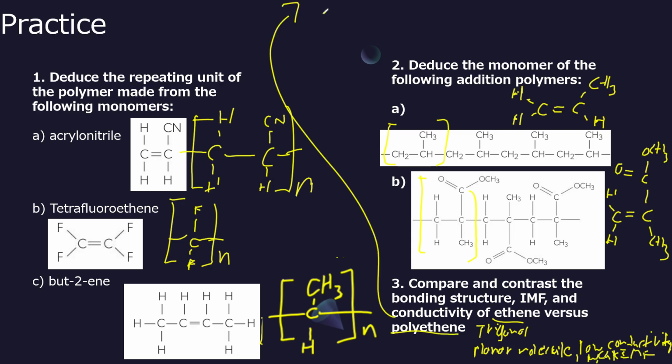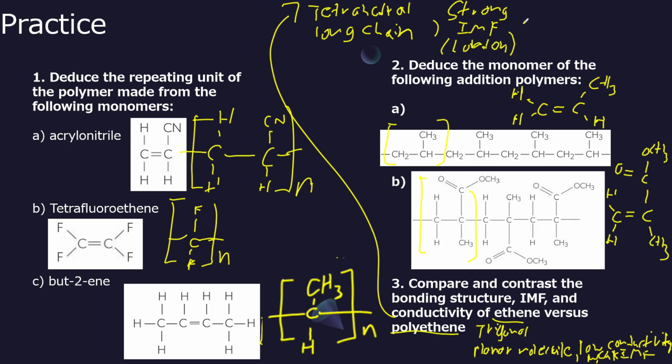For polyethene then, we're going to have tetrahedral, long chain structure. And as I mentioned, it's hundreds of thousands of units long. IMF, strong. IMF, mainly London for that. It's still nonpolar. And low conductivity, similar to ethene. No mobile charge carriers. Okay, so similar things in conductivity, but quite different structure and IMF.